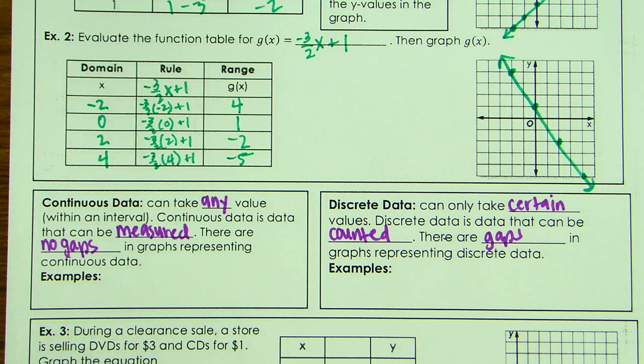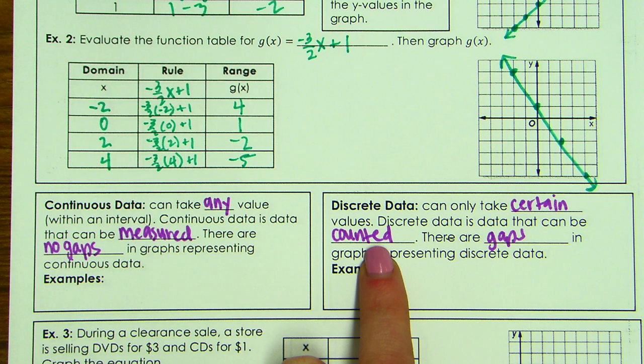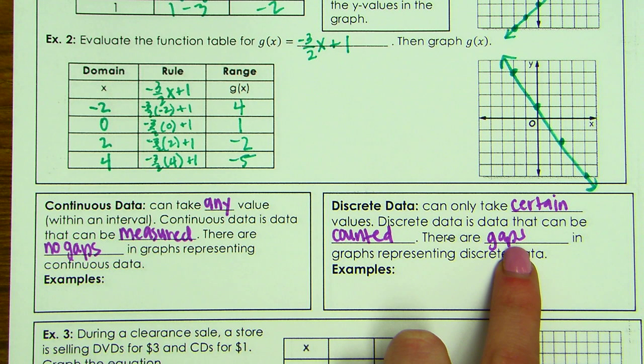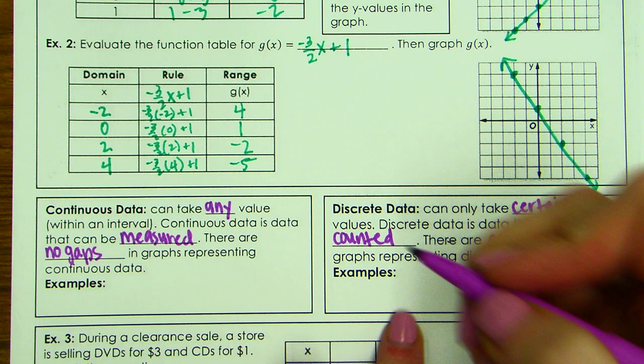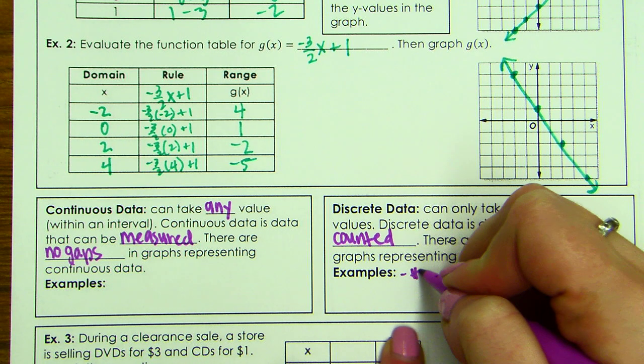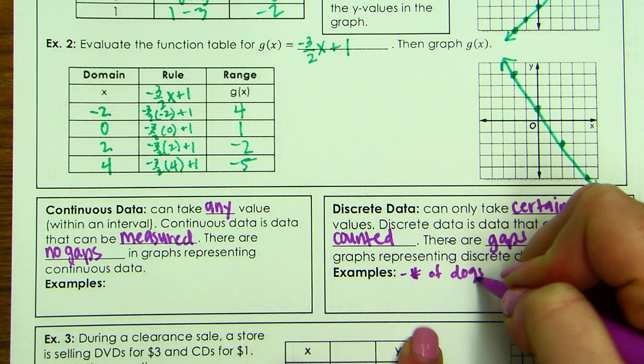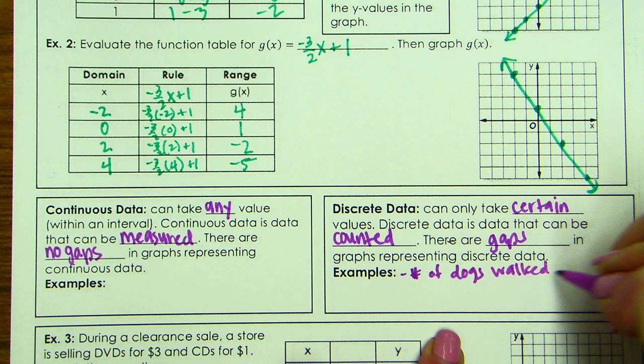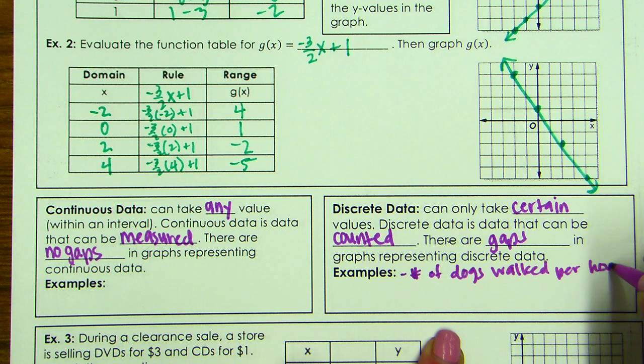So if you're talking about how many dogs you can walk per hour, you can never walk part of a dog. You can only walk whole dogs. So that would be discrete data because we can count dogs. We don't measure dogs, we count them. And there are going to be gaps because we can't have fractions of dogs. So one example would be number of dogs walked per hour.